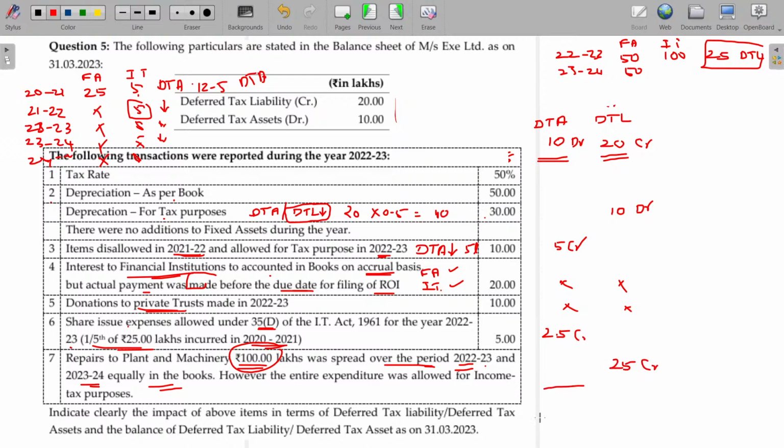Now, what is the closing balance of DTA and DTL? We started with 10, and 5 and 2.5 are reversed, so 2.5 debit is still in our balance sheet. And in DTL, 20 credit, 10 is reversed, and 25 is created again. So we have a 35 credit in the DTL account by the year end.